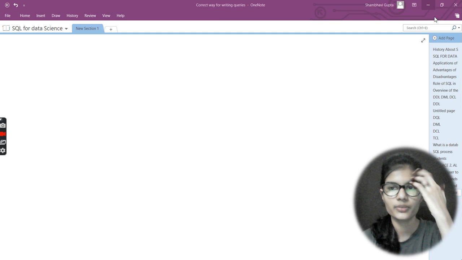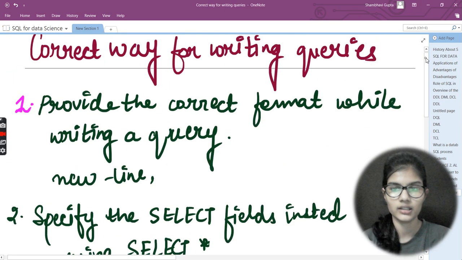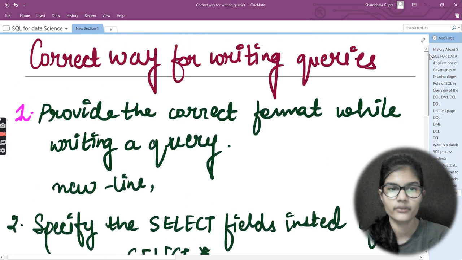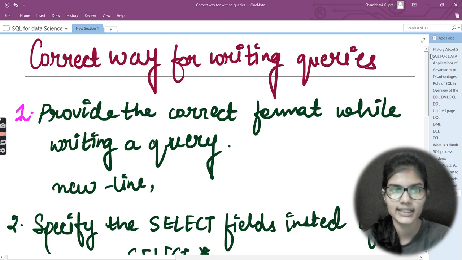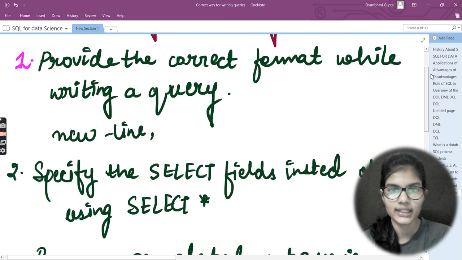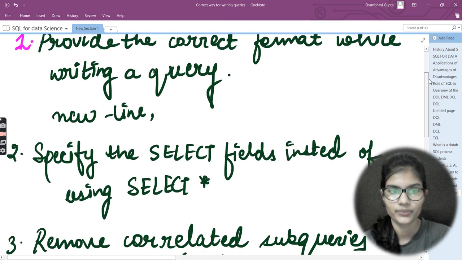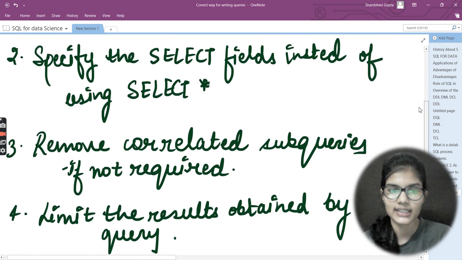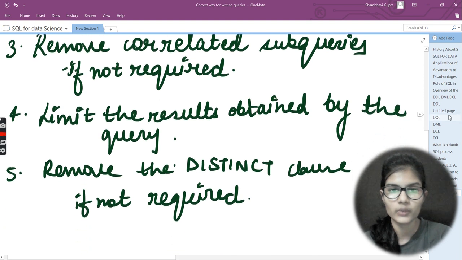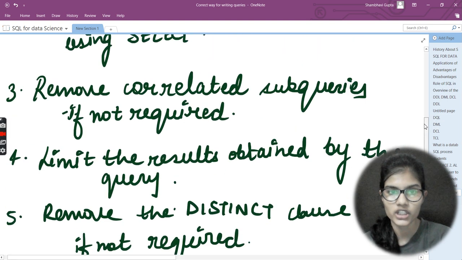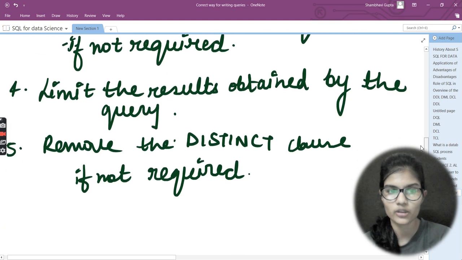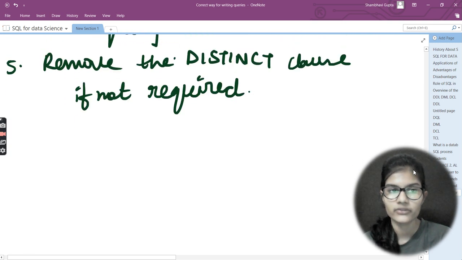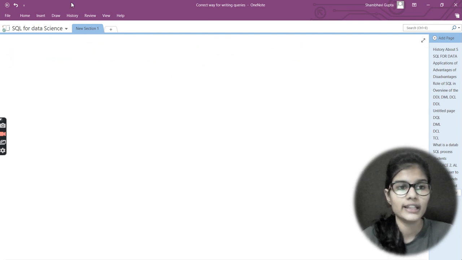So remember that in the last video we had discussed the 5 rules for the correct way of writing queries. The first one was to provide the correct format while writing a query. Second was to specify the select fields instead of using select asterisk. Third was to remove correlated subqueries if not required. Fourth was to limit the results obtained by the query. And fifth was to remove the distinct clause if not required. Right, these were the ones we discussed in the previous video.